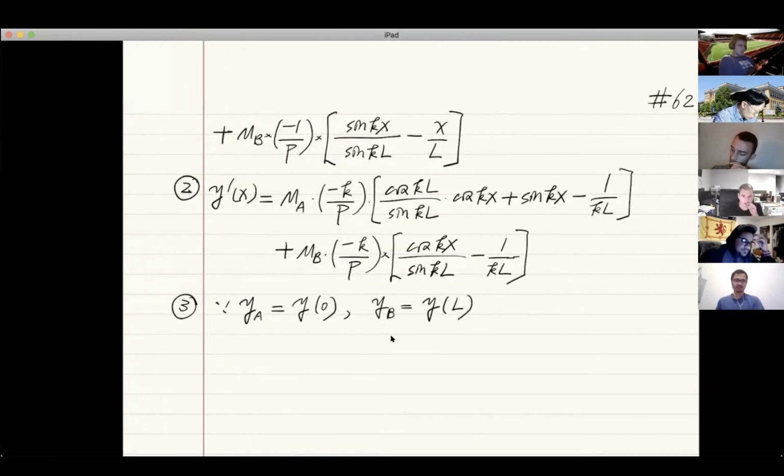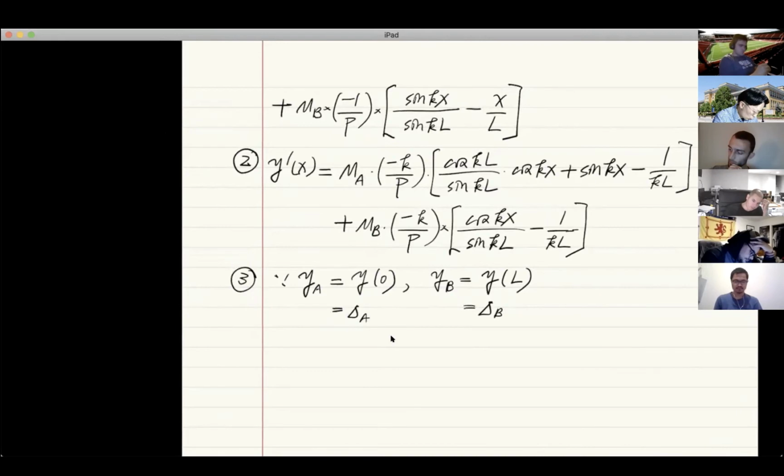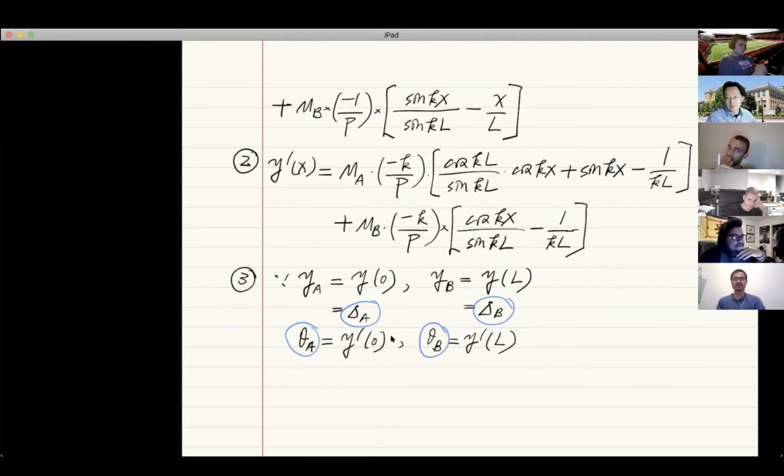And so we're going to call this delta A, and this delta B, and the same thing for theta A and theta B. So we're going to say that theta A is just y prime of 0, and theta B is just y prime of L, right? Just replace all these coefficients, because what we want to do is to get the expression of delta A, delta B, theta A and theta B, which should be familiar to you.